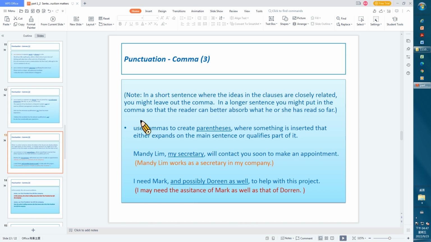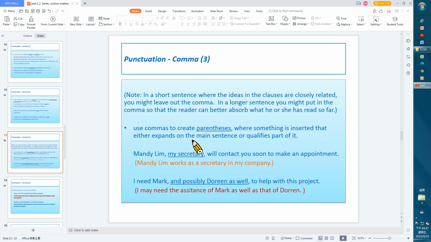Note: in a short sentence, where the ideas in the clauses are closely related, you might leave out the comma. In a longer sentence, you might put in the comma so that the reader can better absorb what he or she has read so far.